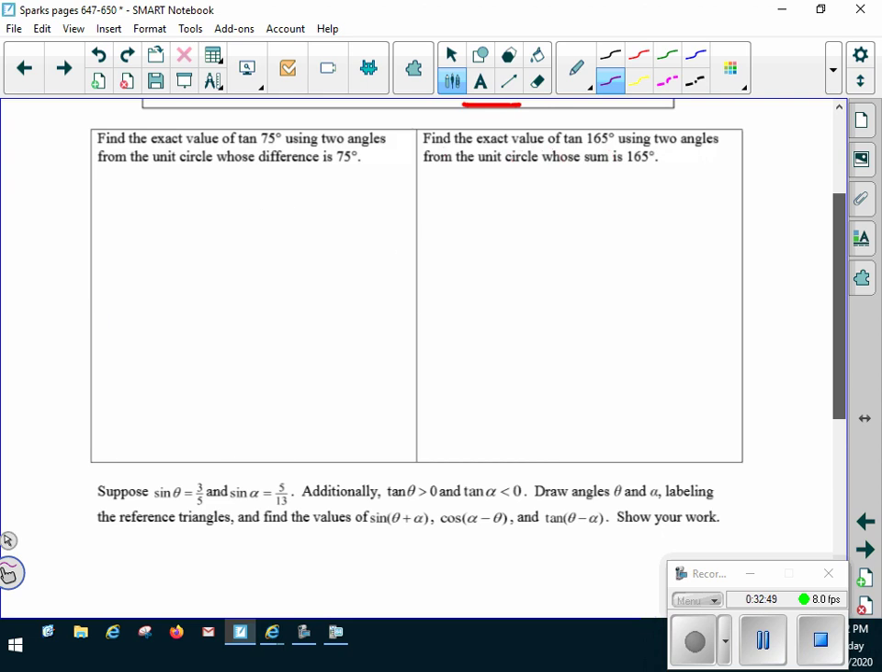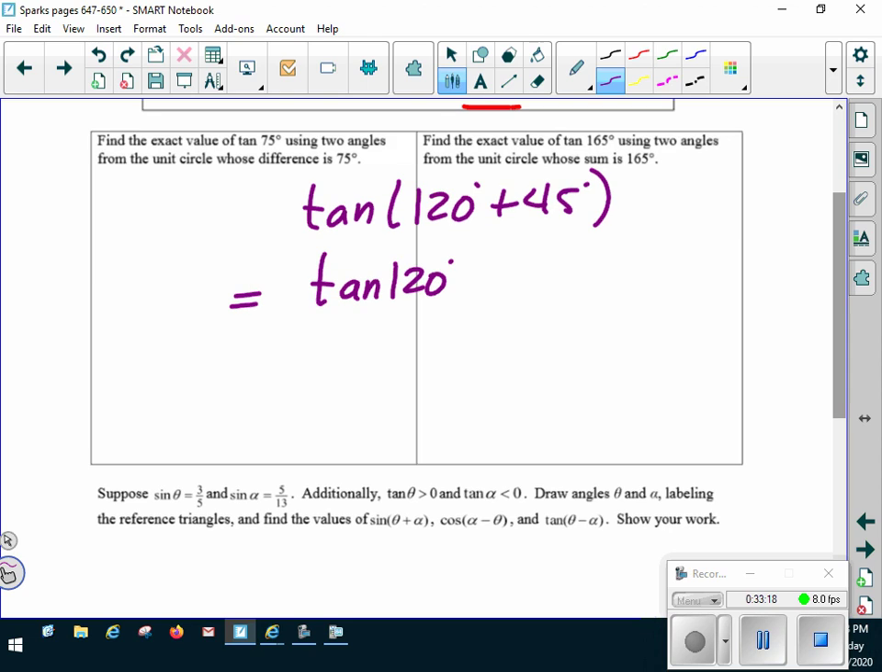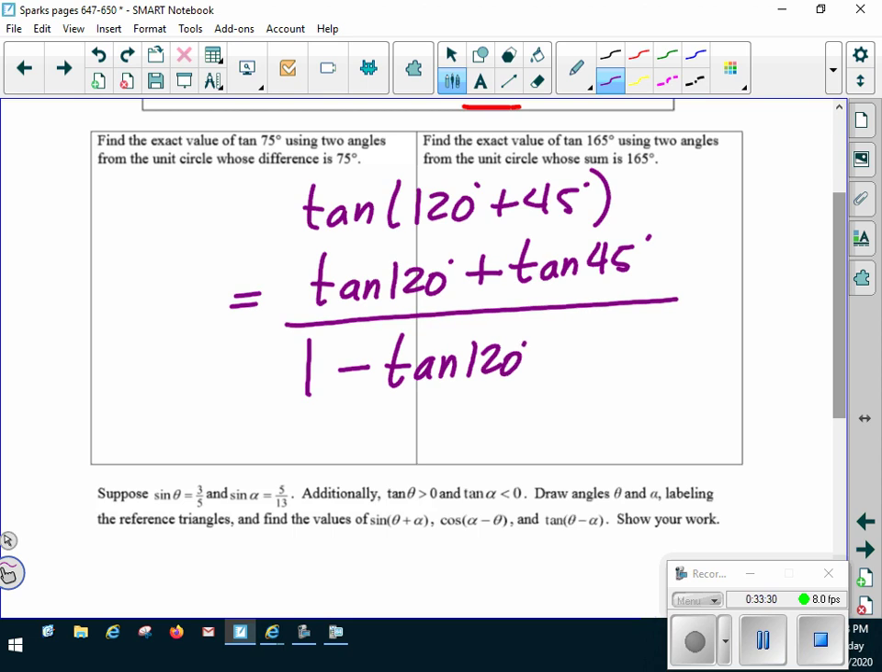Okay, right here. Find the exact value of tangent of 165 degrees using two angles from the unit circle whose sum is 165 degrees. Okay, fine. 120 plus 45. Tangent of 120 degrees plus 45 degrees. That's nice because we already know those numbers, don't we? So here we go. Numerator is going to be tangent of 120, same sign, tangent of 45 degrees, divided by 1, different sign, times tangent of 120, tangent of 45 degrees.